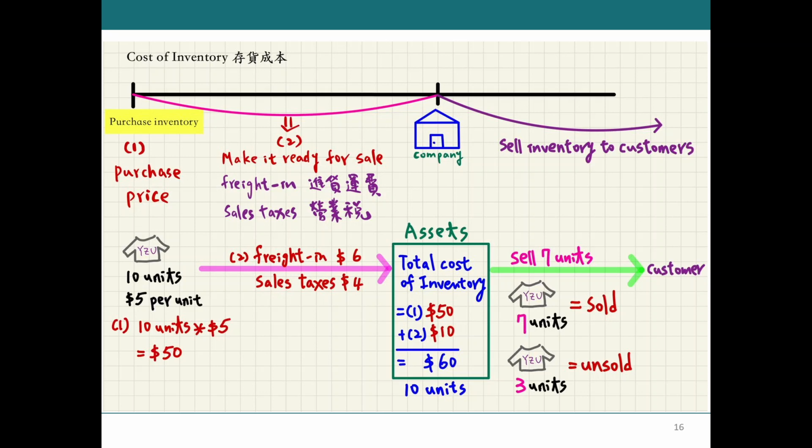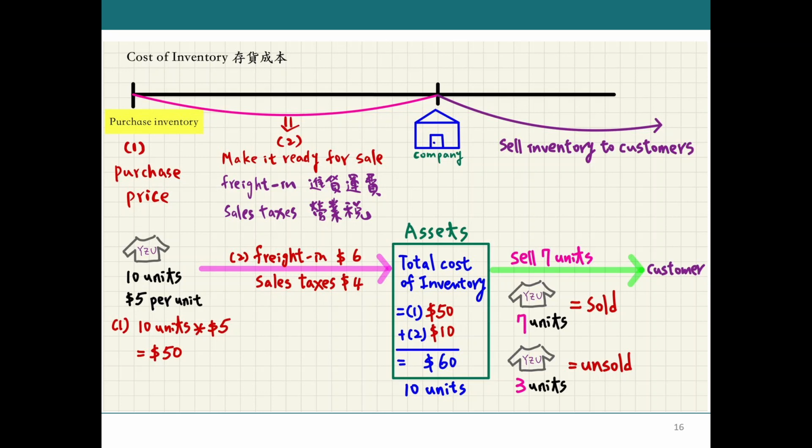We pay the tax to the government. So $4 for your government. Okay? So 1 plus 2: $50 plus $10. Right? $6 and $4, $10. That's how we determine the cost of inventory: $60. What does it mean? We spend $60 to buy 10 inventory. Okay? So that's how we determine cost of inventory, 存货成本.